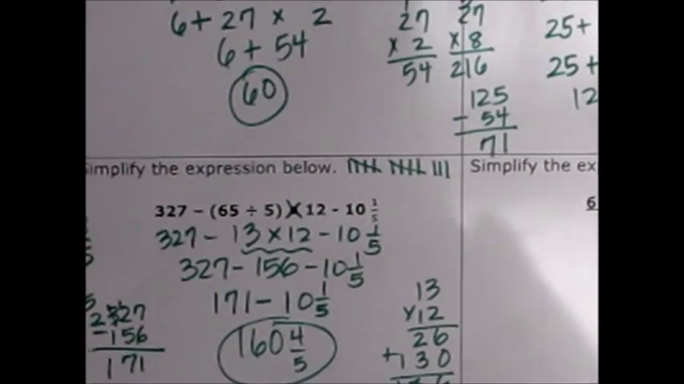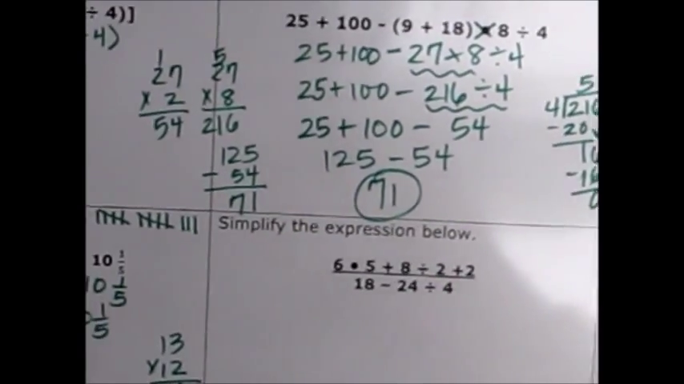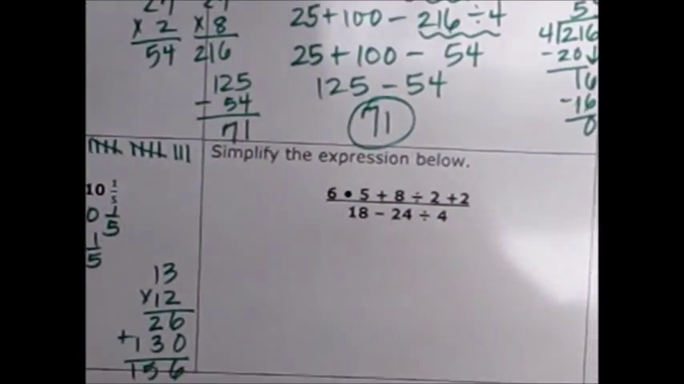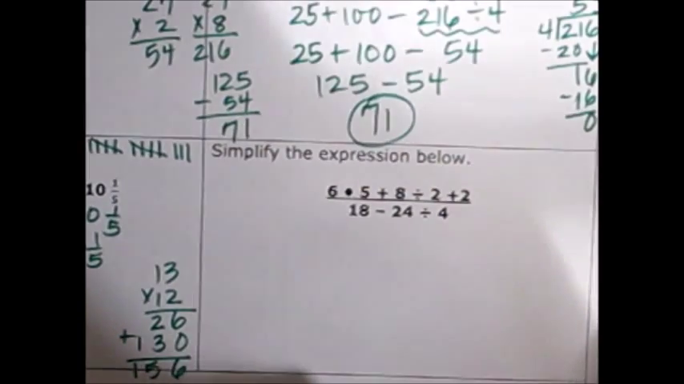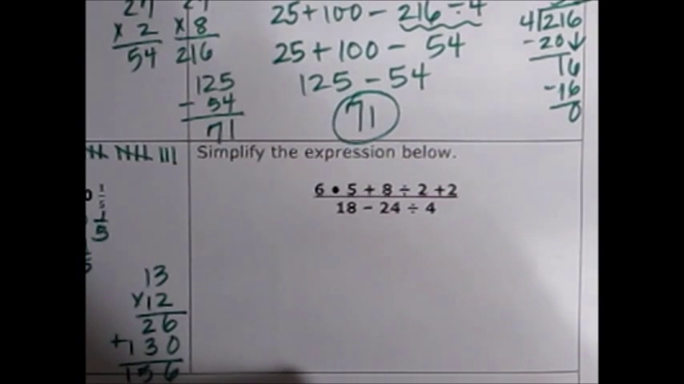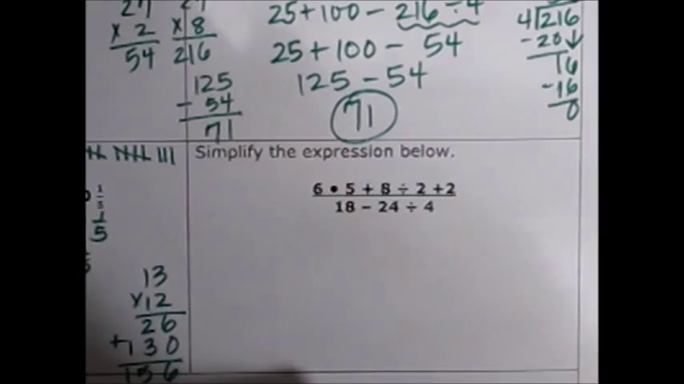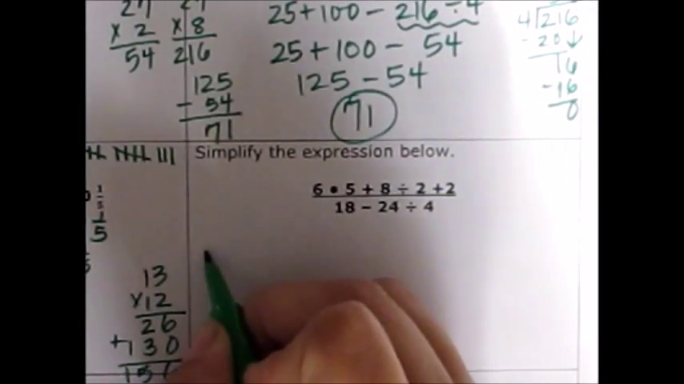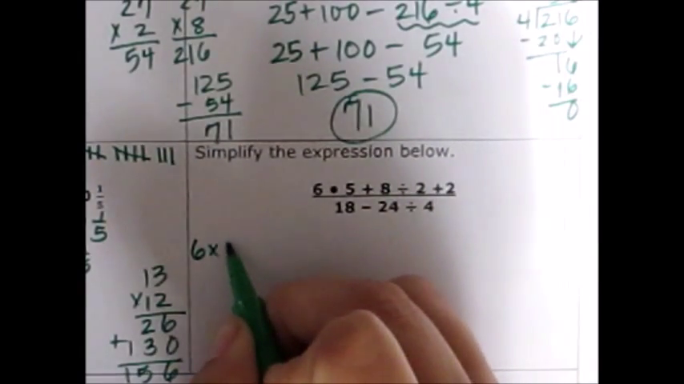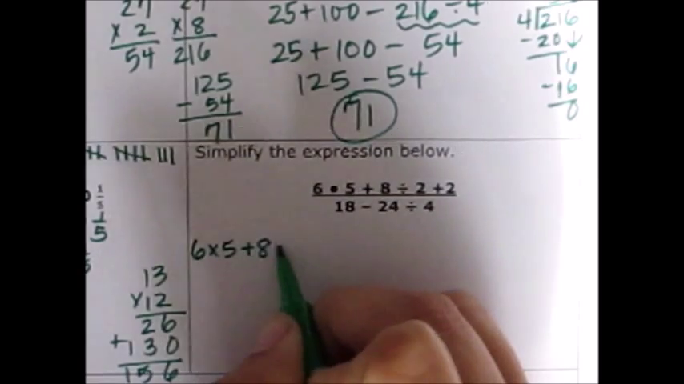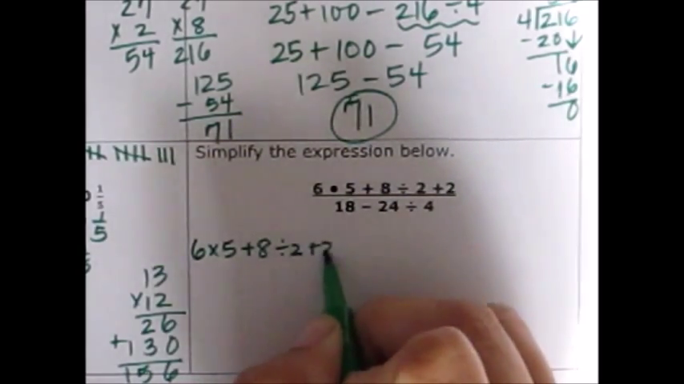Alrighty, let's move on. Okay, this one has 2 expressions, and because it's sitting on that line, that means divided by, okay? Just like we had practiced this past week, if it's 1/4, it really means 1 divided by 4, okay? So just take one step at a time. I'm going to rewrite my first one. 6 times 5 plus 8 divided by 2 plus 2.